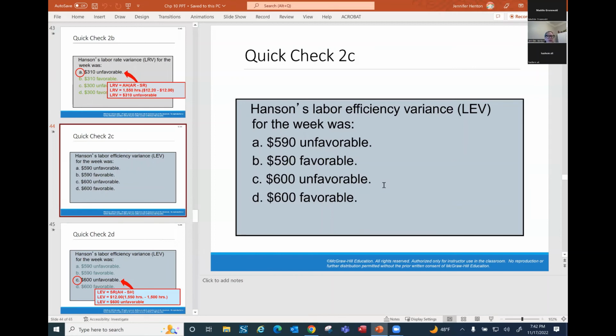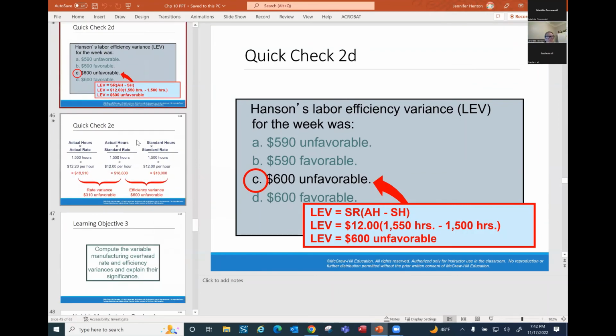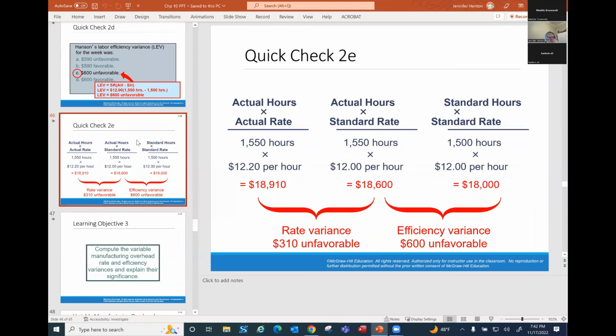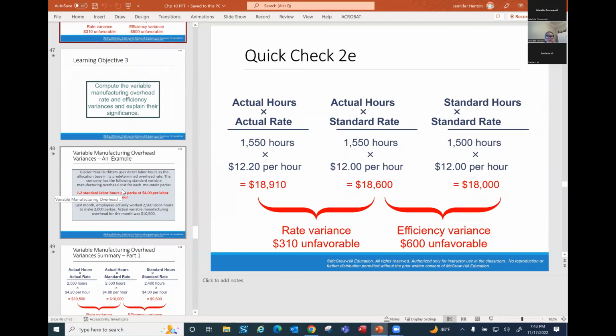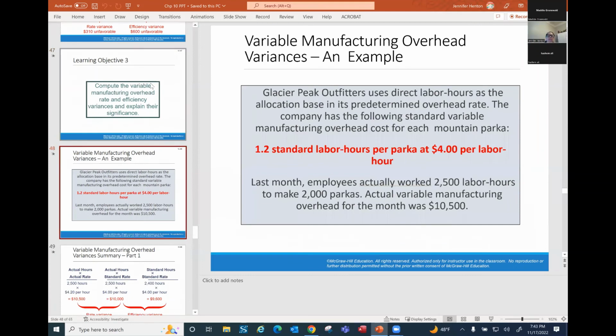Is the actual 1,550 total hours more than the standard of 1,500 hours? It is, which means the variance is going to be unfavorable, because we had a few more hours on the job than what we estimated. So we have a $600 unfavorable balance. And there's the calculation for it. This is just plugging it all in so you can see how we calculated the variance. Now we're going to be looking at the manufacturing overhead rate and efficiency variance.